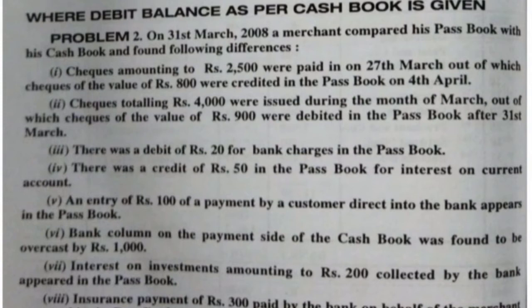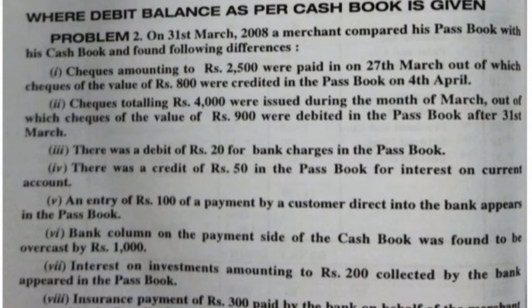There was a debit of rupees 20 bank charges in the passbook. Means in the passbook the amount is getting reduced by rupees 20 because bank charges is an expenditure, right? So the passbook balance is getting reduced by rupees 20, and the account holder does not know this, but we need to see the passbook side, what is happening. So in the passbook as it is getting reduced, we need to deduct from the debit balance as per cash book. Am I clear?